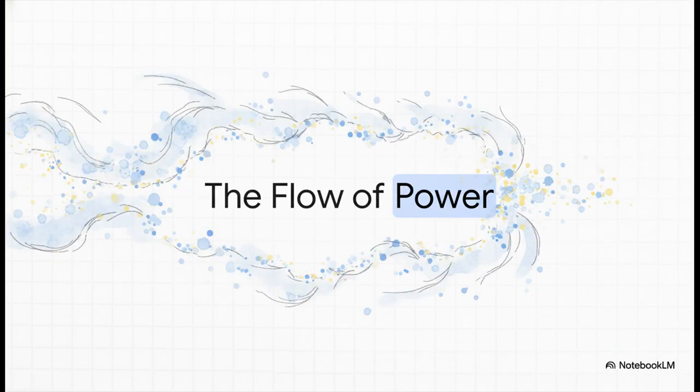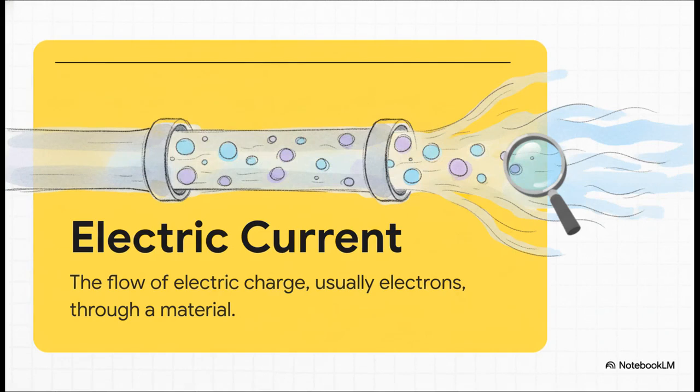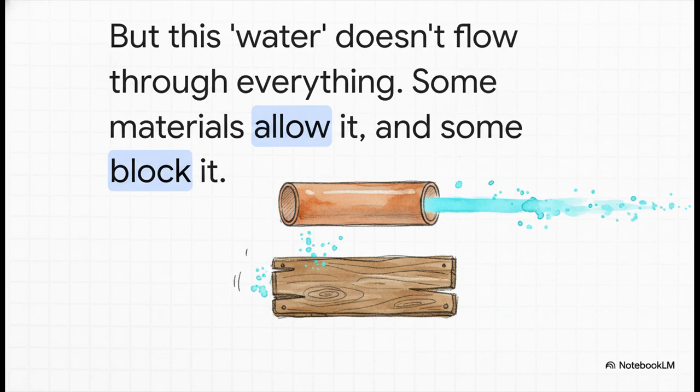First up, let's talk about what electricity actually is. It's really all about flow. Think of it like water flowing through a pipe. This flow of charge is called electric current. This brings us to two really important types of materials.